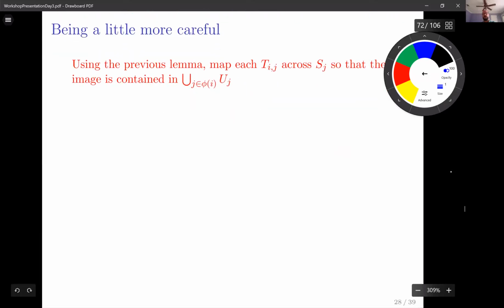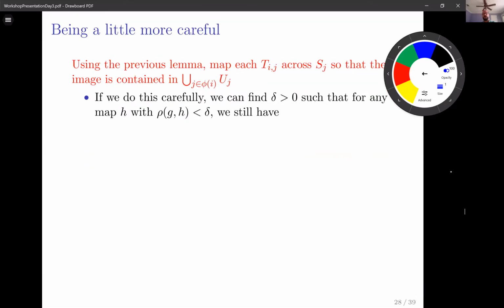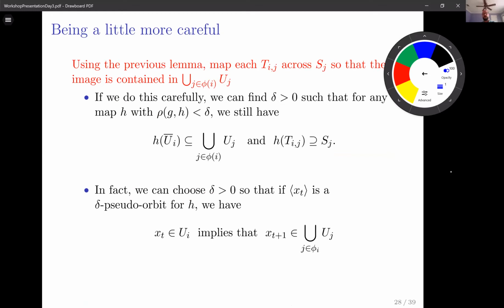All right, so that's this slide here. We take that delta from the lemma, and then any map H which is within delta of G, we still have this same property here. All right. And so because of this, we can actually choose delta greater than 0 such that if x_t is a delta pseudo-orbit for H, so we're perturbing H a little bit more, we still have that if x_t belongs to U_i, then x_{t+1} belongs to the union of the U_j in the pattern. Okay, and that follows from the fact that H is sufficiently close to F.